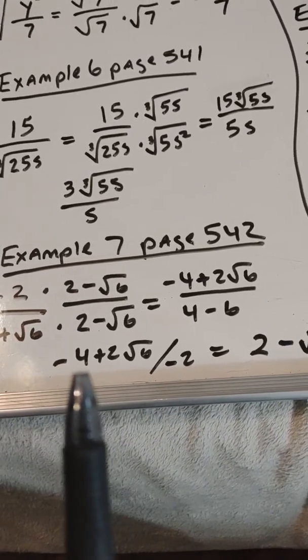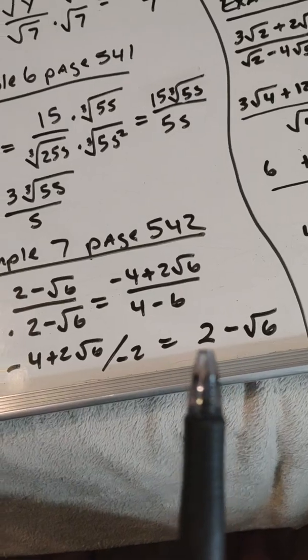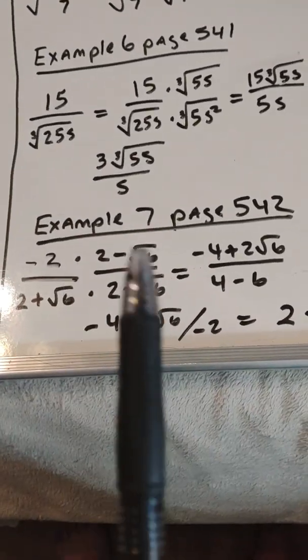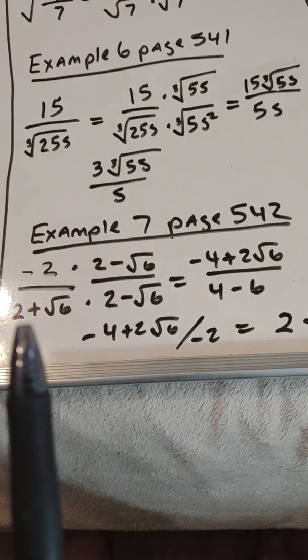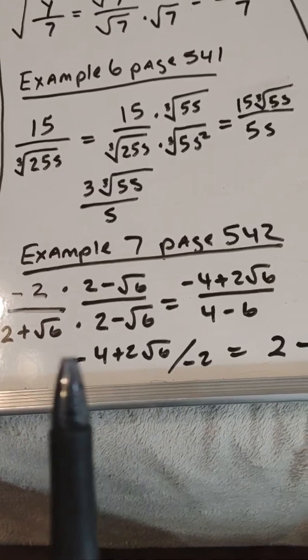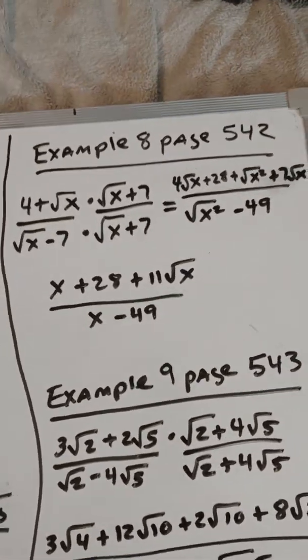This 2 can divide into here and give me 2. This 2 can divide into here and give me 1. So the answer is 2 minus square root of 6. Remember, your conjugate is nothing more than same first term, opposite signs, same last term, difference of squares. There's another one. This is example 8.